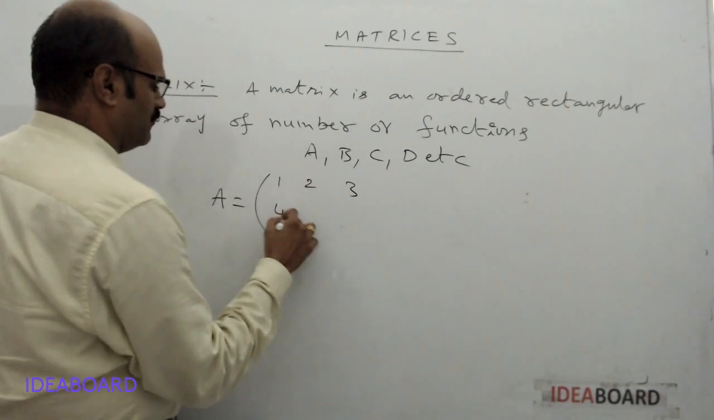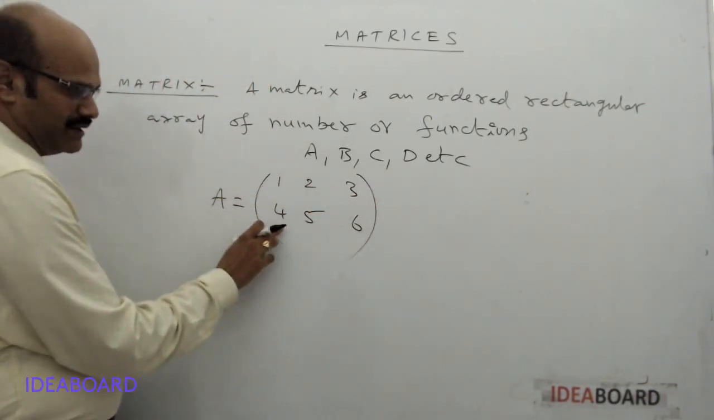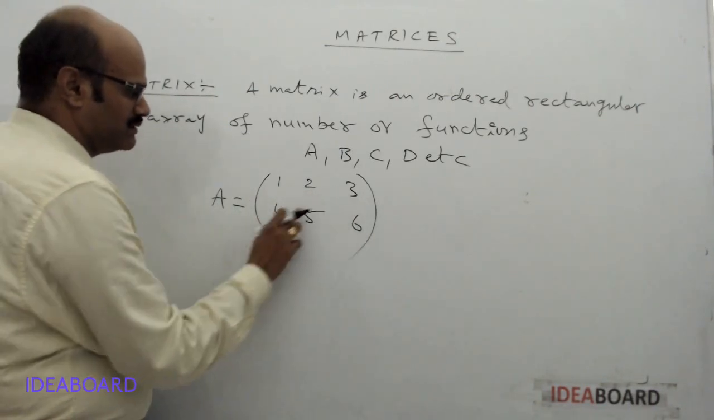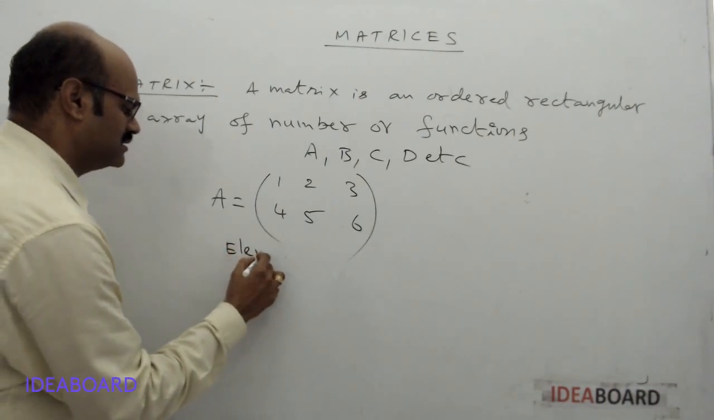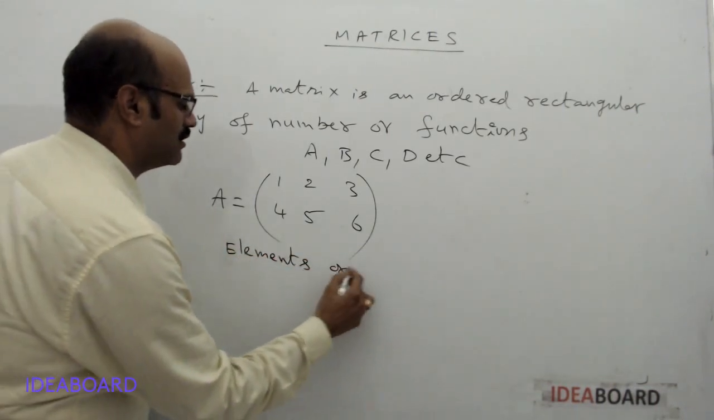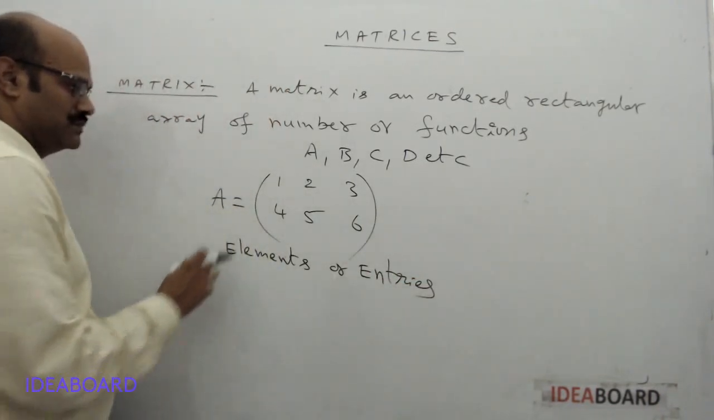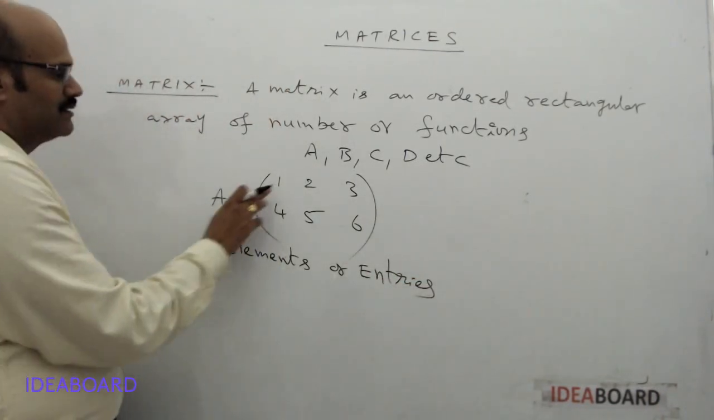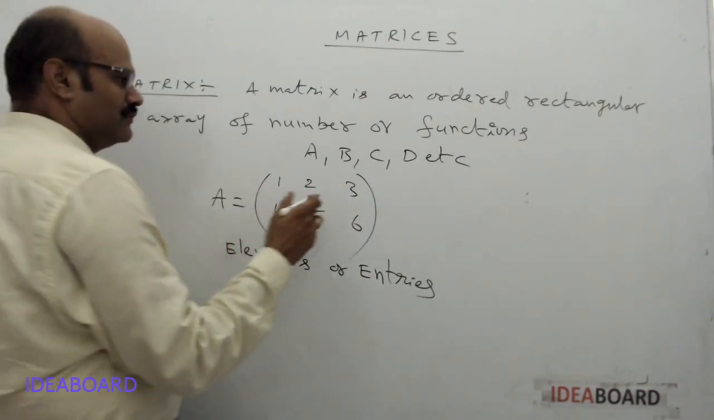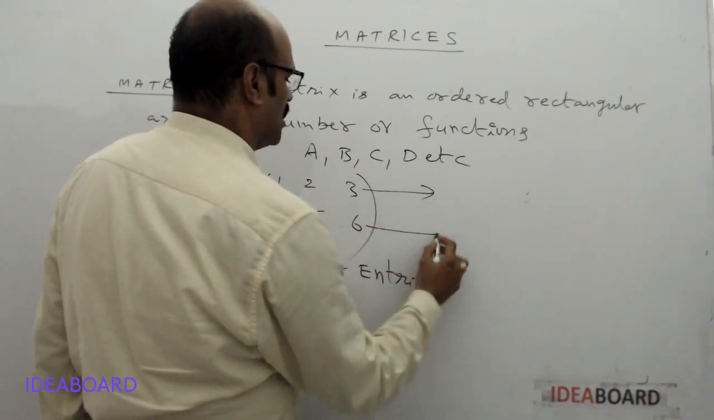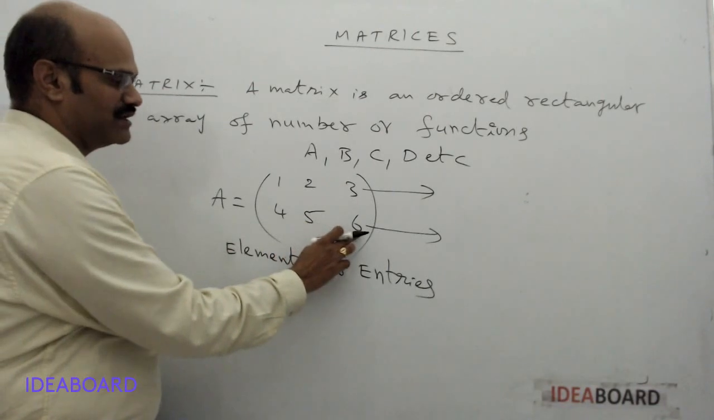1, 2, 3, 4, 5, 6. Inside the matrix, whatever we have, these are called elements or entries of the matrix. In this matrix A, there are 6 elements. Here, we have two horizontal lines. This is one horizontal line and this is one horizontal line.